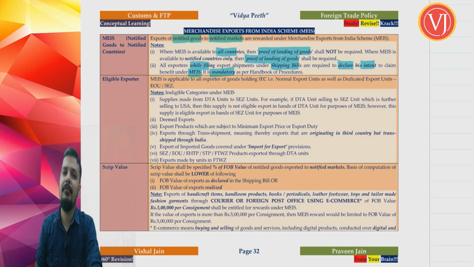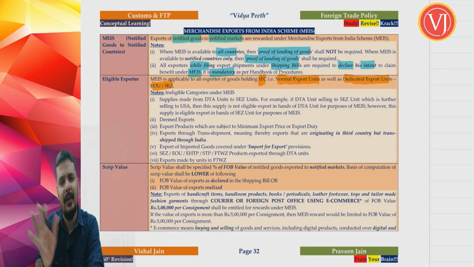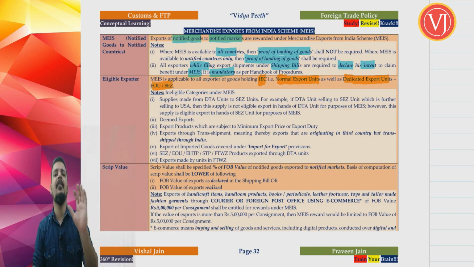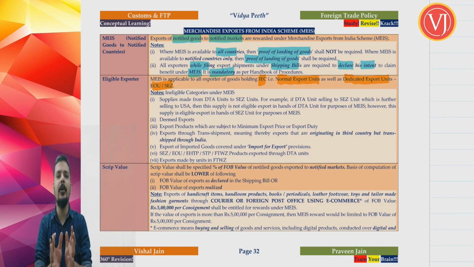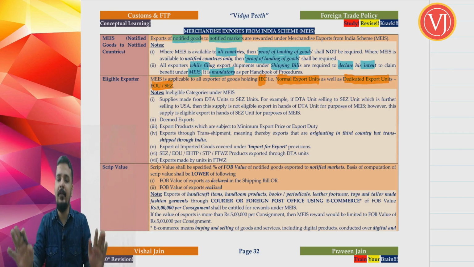And friends, who are all eligible for MEIS script? When you're talking about eligibility, we have discussed that the only condition is you should be a holder of IE code. Whether you're talking about normal export units or dedicated export units like your EOU, SEZ, all are eligible. You should be having import export code. Whether you are a normal unit or a 100% export oriented unit or a special economic zone unit, that really does not make any difference.